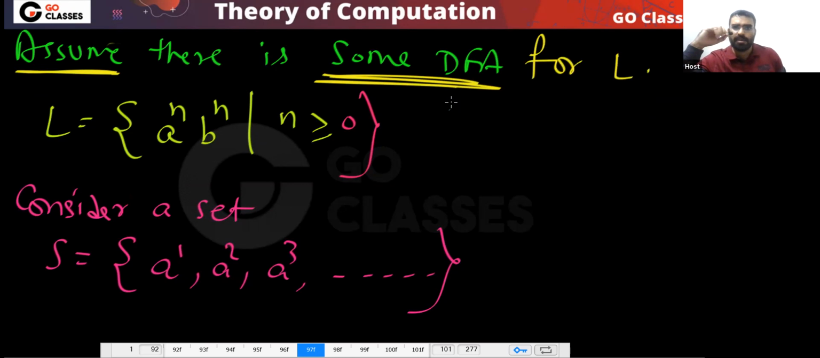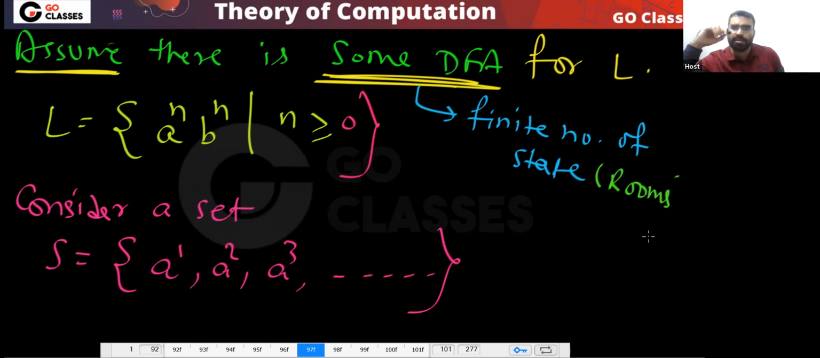Now you tell me. Of course, the DFA has a finite number of states. Whatever DFA you take, it will have a finite number of states. These are the rooms, and these are the guests.